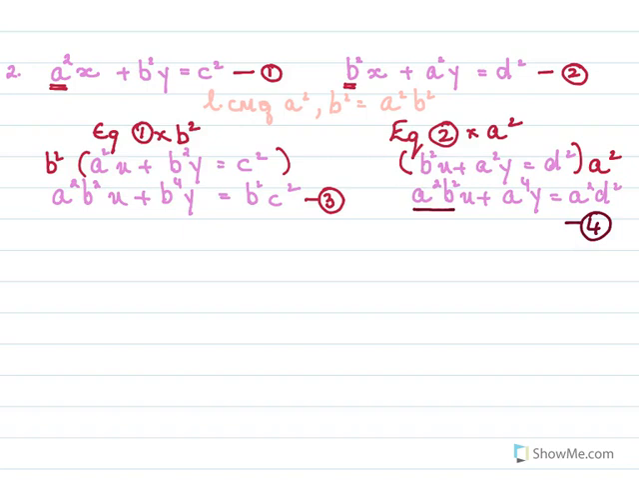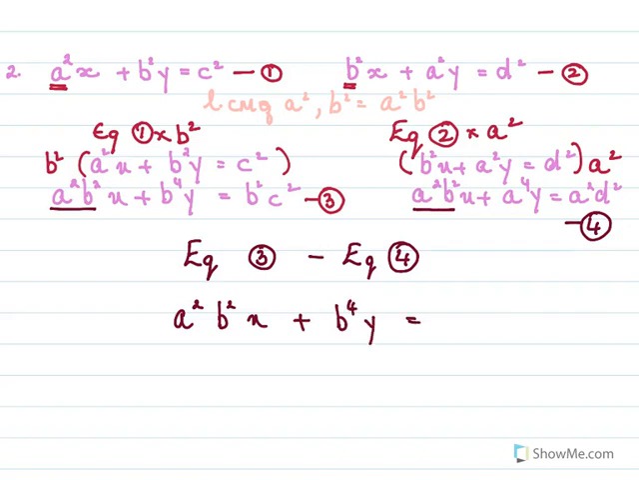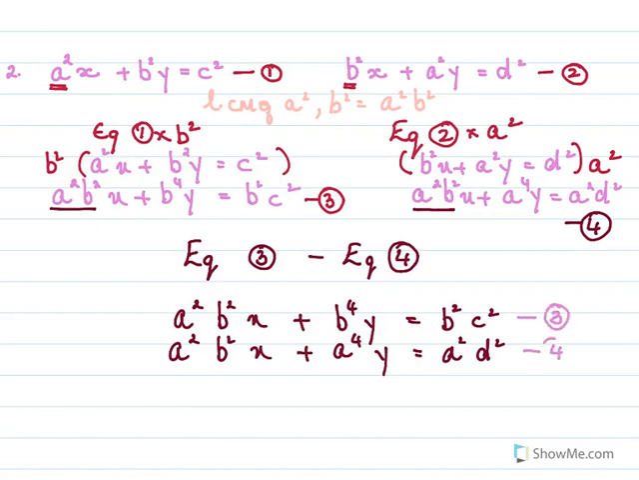Now if you look at the coefficients of x, a square b square here, a square b square here, the coefficients are equal, so my equations are now ready for subtraction. So equation 3 minus equation 4. So I'm going to write here a square b square x plus b4y equal to b square c square, and here I have a square b square x plus a4y equal to a square d square. This was my equation 3, and this is equation 4.